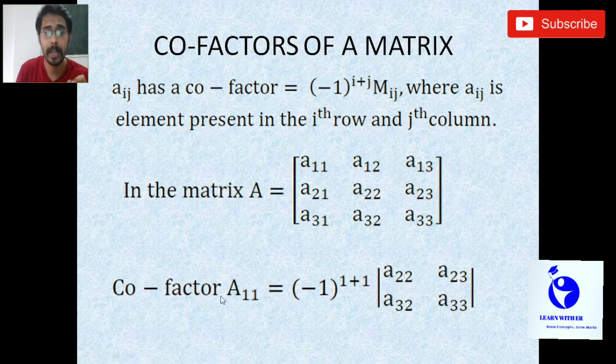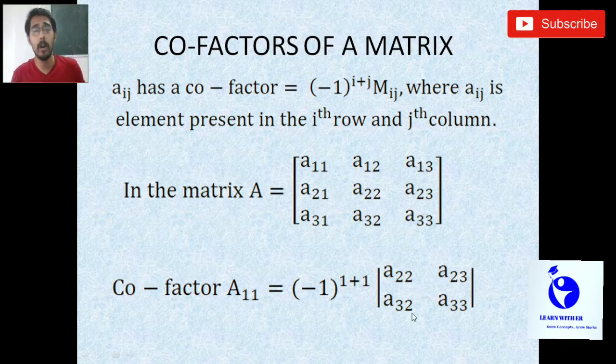For example, let us say the cofactor of A11. So 11 means I am talking about this one. First of all, we need to find out the minor of this particular one. When we find out the minor, it is A22, A23, A32, A33. I have already demonstrated that. Now with that, I am multiplying -1, whose power will be the sum of the row and the column of this particular address. So the row is 1, the column is also 1. I am summing up the row and the column, and that will be multiplied with the minor. So that will give me the cofactor of the matrix.